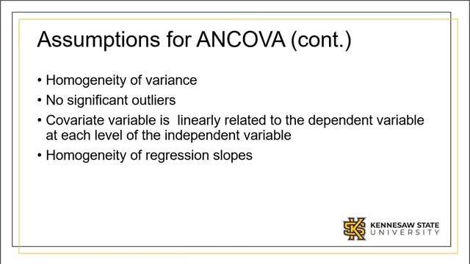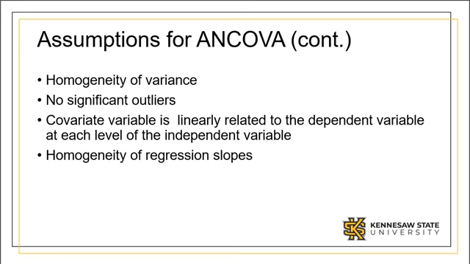Homogeneity of variances has already been discussed with ANOVA. We have also discussed outliers with ANOVA as well. Additionally, covariate variables should be linearly related to dependent variables at each level of the independent variable. To test this assumption, a series of scatter plots with best fit lines between the covariate variable and the dependent variable at each level of the independent variable can be generated and examined.